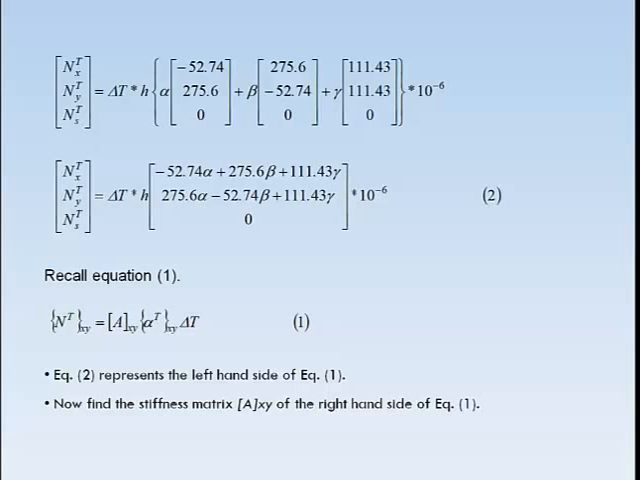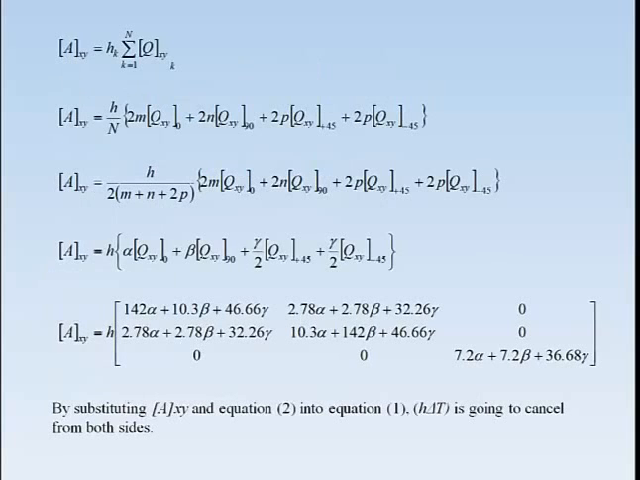Now recall equation 1. Ntxy equal to stiffness matrix Axy into coefficient of thermal expansion alpha t xy into delta T. Equation 2 represents the left hand side of equation 1. Now find the stiffness matrix Axy of the right hand side of equation 1. The formula is given by Axy equal to hk summation of k equal to 1 to N of Qxy k. Axy equal to h by 2(m plus n plus 2p) into [m Qxy 0 plus 2n Qxy 90 plus 2p Qxy plus 45 plus 2p Qxy minus 45].